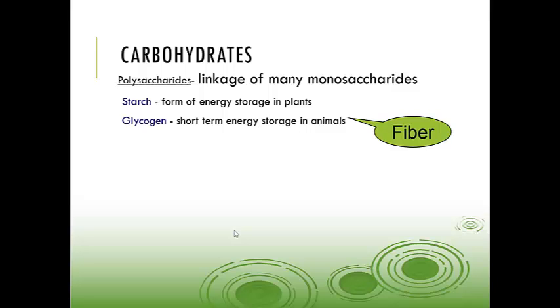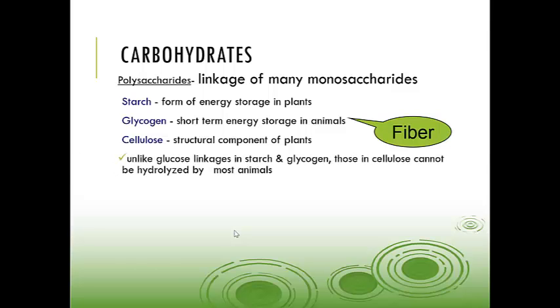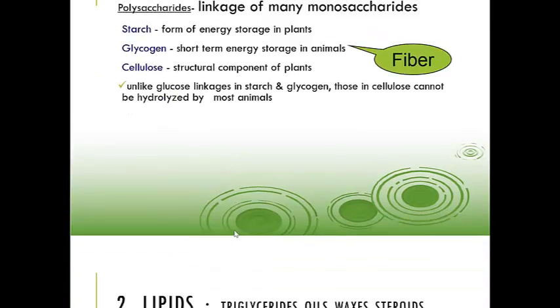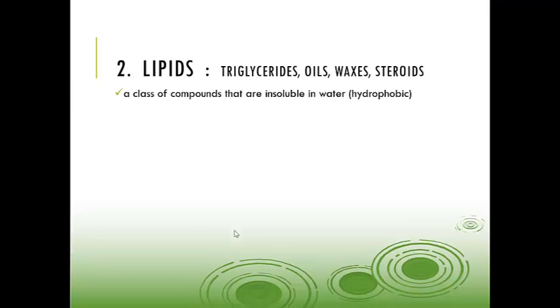Glycogen is in your muscles. That is a short-term energy storage in animals. Cellulose is unique, a component of plants. The way to remember this is it's that undigestible carbohydrate. It's like the corn hulls around the corn, you cannot digest those. Or even celery. It's that stringy part when you bite celery. That's where your cellulose is. Unlike glucose, linkages in starch and glycogen and those in cellulose cannot be hydrolyzed by most animals. Hydrolyzed means they cannot be broken down.